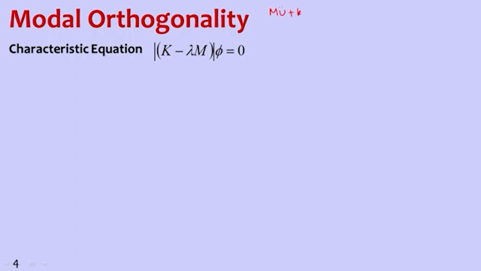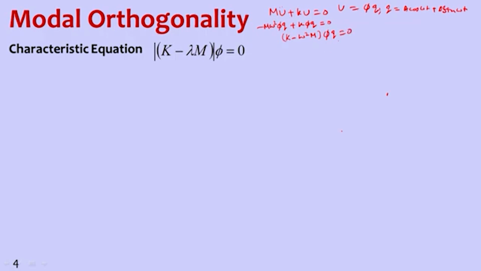m u double dot plus k u is equal to 0. When we use u is equal to phi q, and q is equal to some a cos omega t plus b sin omega t, and if we double differentiate that, what we get is minus m omega square phi q plus k phi q is equal to 0. So from this equation we can write [k minus omega square m] phi q is equal to 0.